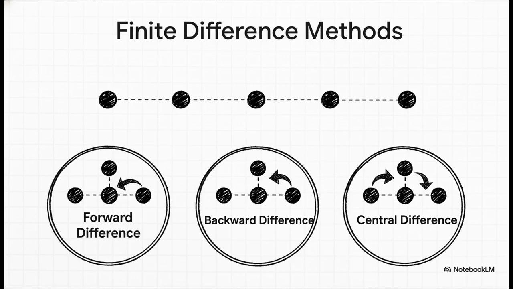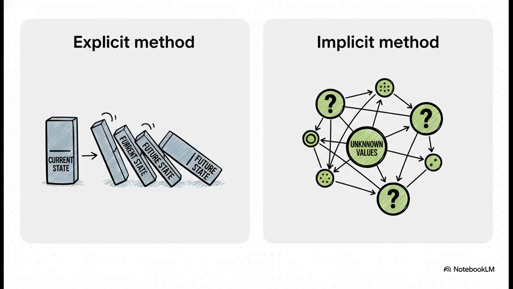That's a central difference. And this leads us to a really crucial choice in how we move forward in time. With an explicit method, it's like watching a line of dominoes fall one by one. You can calculate the future of each point directly, because it only depends on the past values you already know. Easy. But with an implicit method, it's like trying to predict how the entire line of dominoes will settle all at once. The future value of any point depends on the future values of all its neighbors, which means you have to solve for everything together as one giant system.